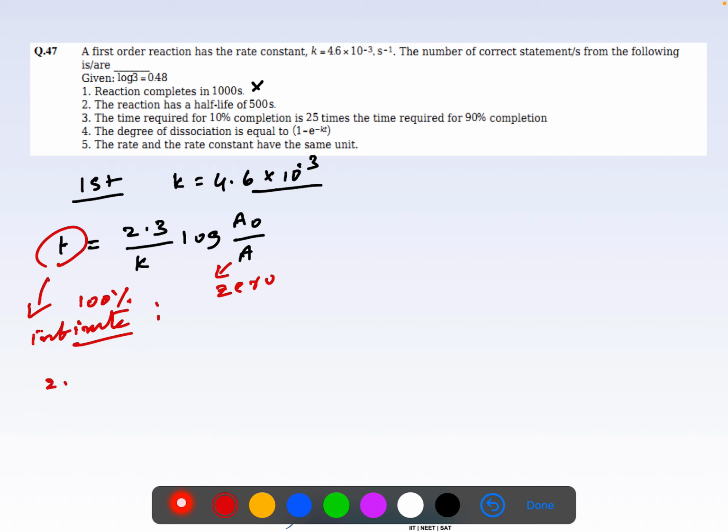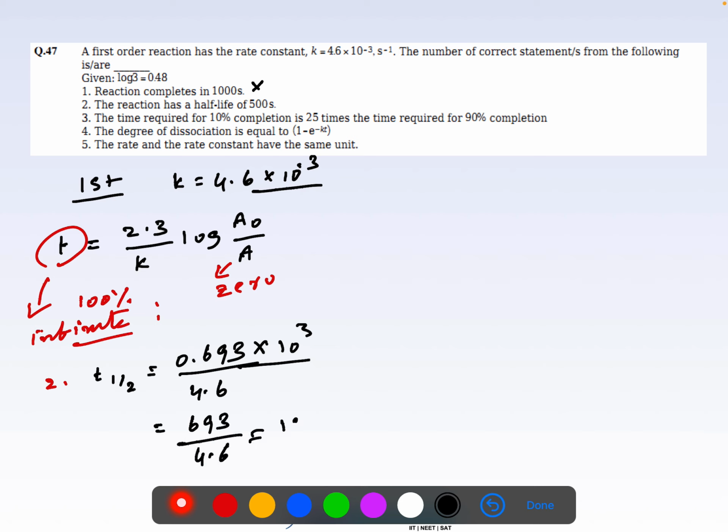Second statement: the reaction has a half-life of 500 seconds. See, t half is equal to 0.693 over K, and the K value is given as 4.6 into 10 to the power minus 3. I write this as 10 to the power 3 in the numerator. So this is 693 divided by 4.6. It is nearly 150, but it is given as 500. So this is also wrong.